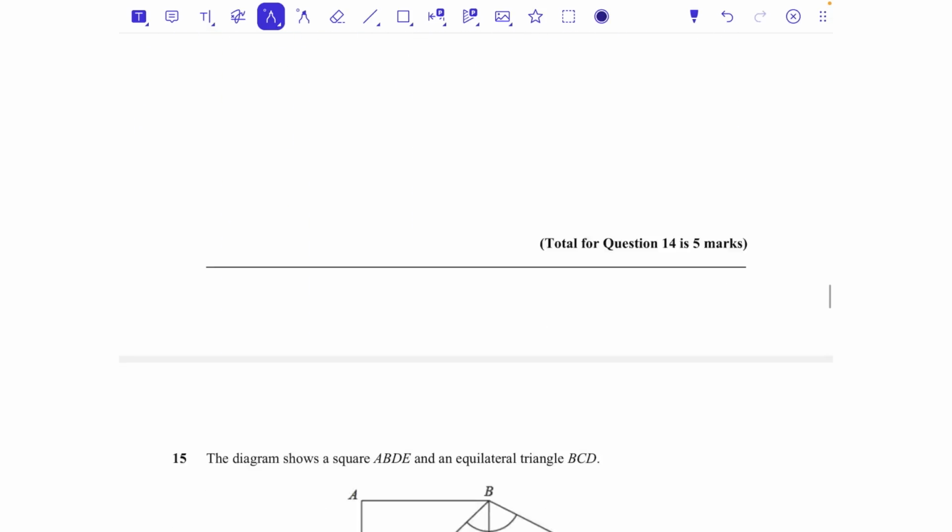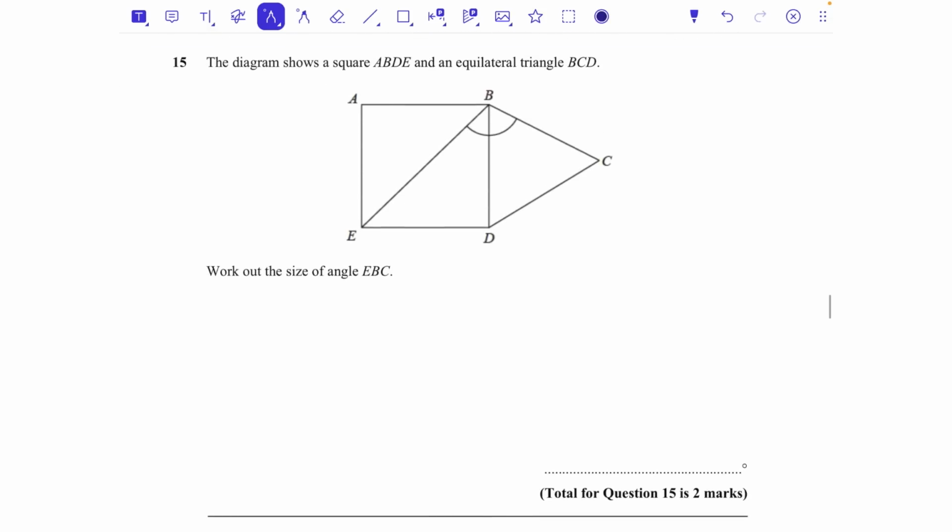Wonderful. Question number 15. The diagram shows a square ABDE and an equilateral triangle BCD. Work out the size of angle EBC. So angle EBC is the angle that is made when you draw along E to B to C. So it's that angle there that we're after here. We want this bit, but we also want this bit.